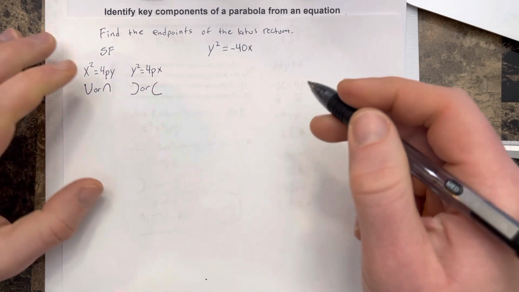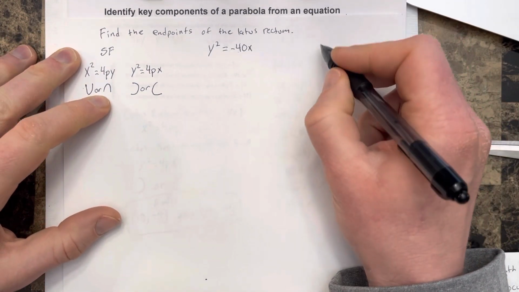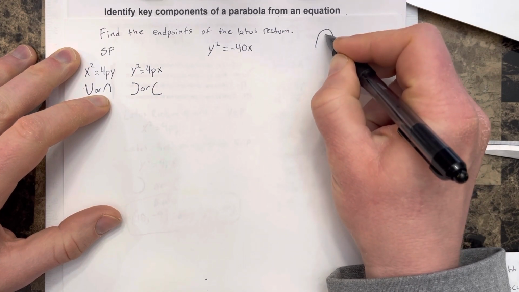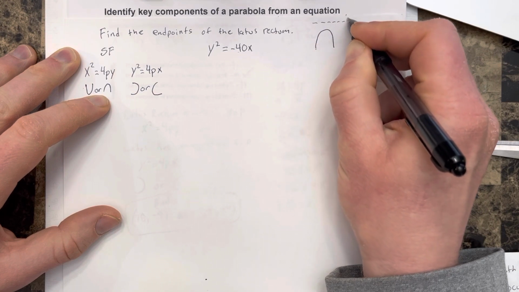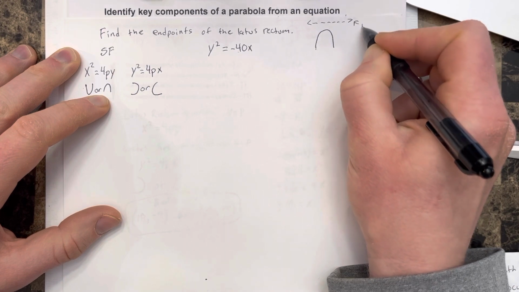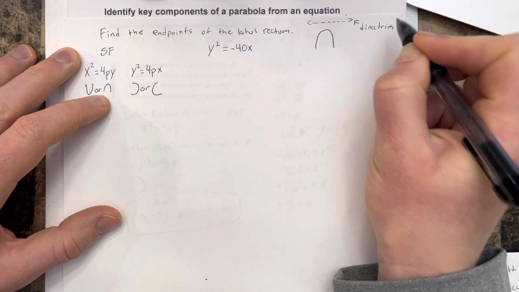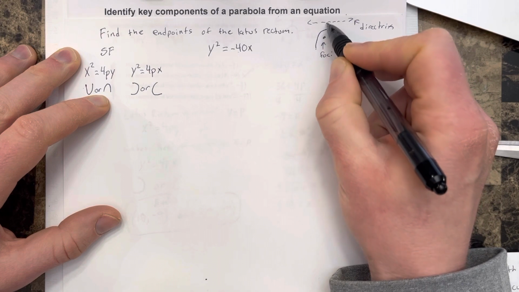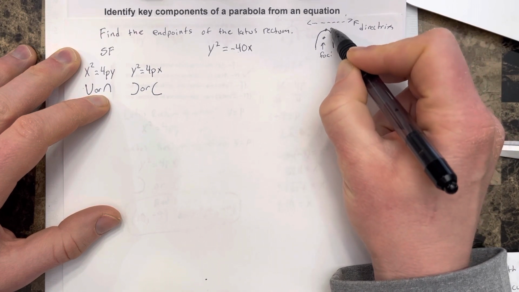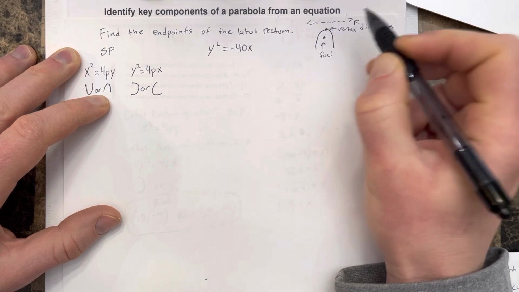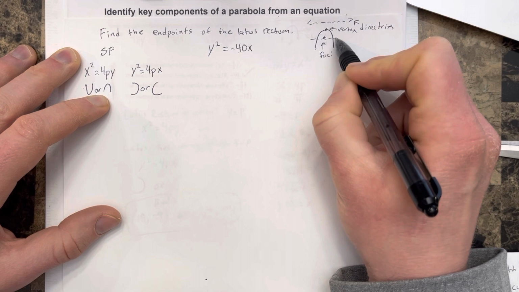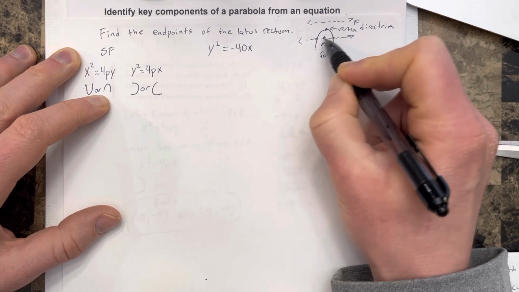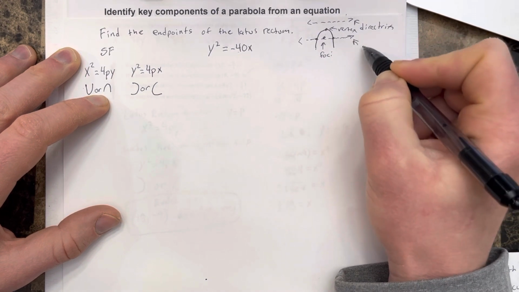the latus rectum. And if you watched the last video, the latus rectum, I'm going to describe it with a downward facing parabola. This is the directrix. We've got the focus, and the directrix and the focus are the same distance from what's called the vertex. And the latus rectum is a line parallel to the directrix that passes through the focus and also touches the parabola twice. So we're trying to find those two endpoints there. So this is the latus rectum.